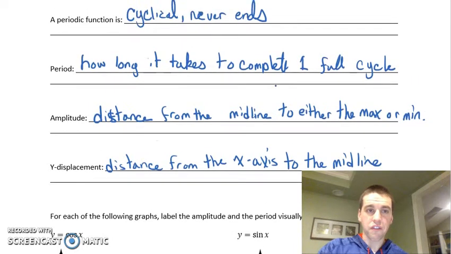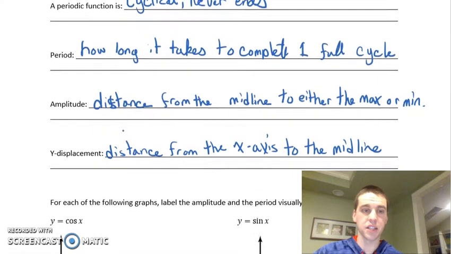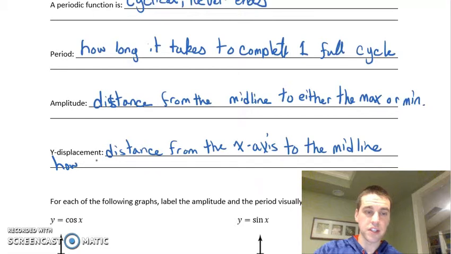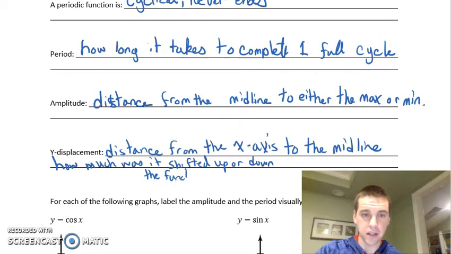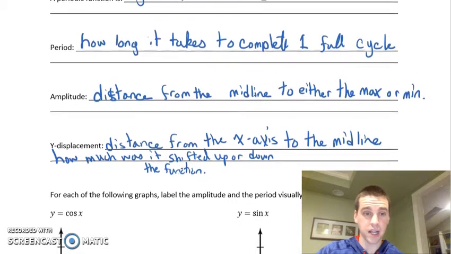So we have these three that are extremely important right here. Period, how long it takes to complete one full cycle. Amplitude, the distance from the midline to either the maximum or minimum. It's going to be the same no matter what. And the y displacement, the distance from the x-axis to the midline. If you want to think of it this way, it's how much the function was shifted up or down. A little less mathematical terms here: how much was the function shifted up or down?